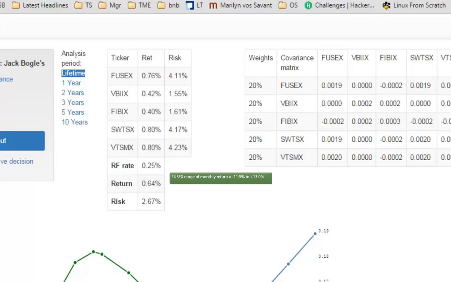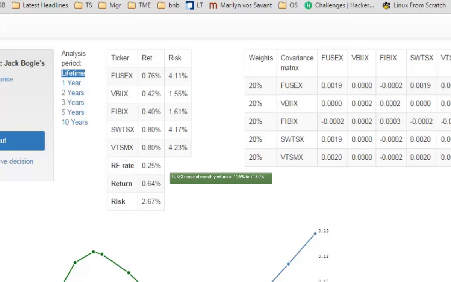At the bottom of the table, you also get to see the portfolio return, 0.64% and portfolio risk of 2.67%. Our portfolio is 20% equal weighted for all 5 tickers. So you can easily see that the portfolio average return is the average of all the individual returns coming from the tickers. But it gets interesting if you look at the portfolio risk.